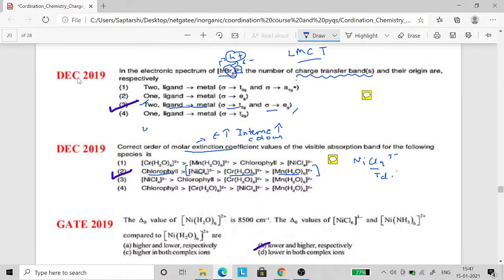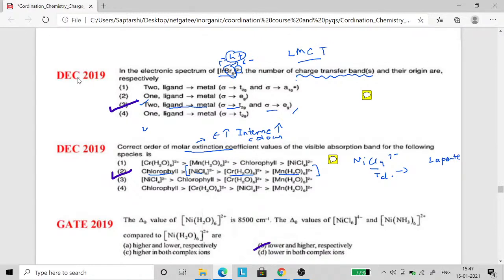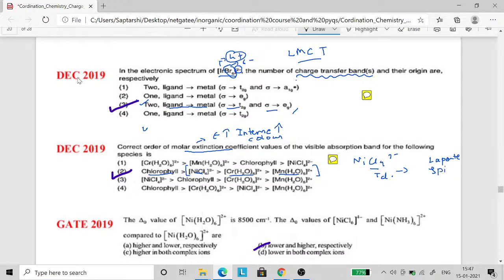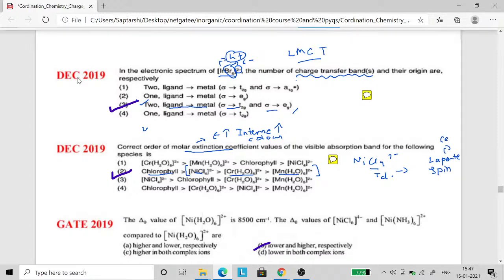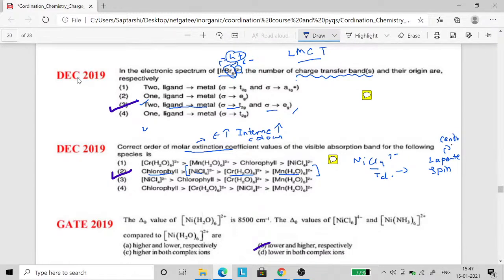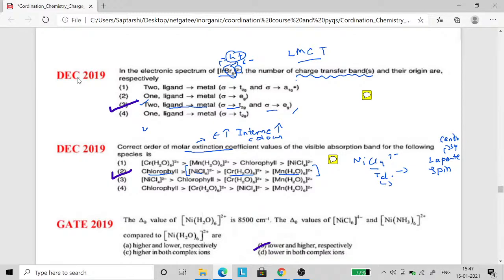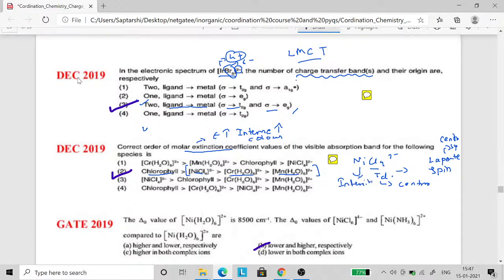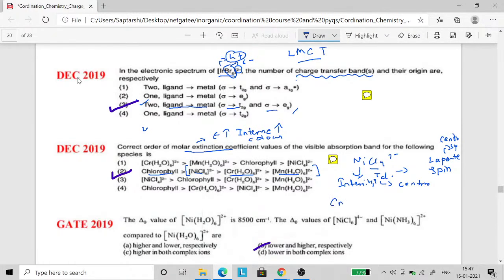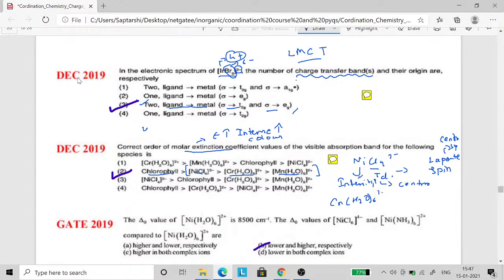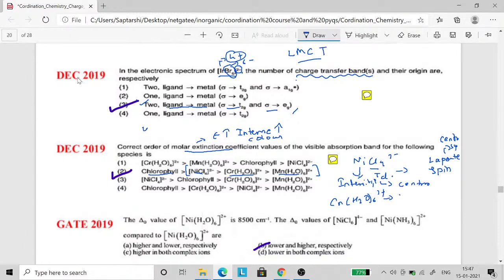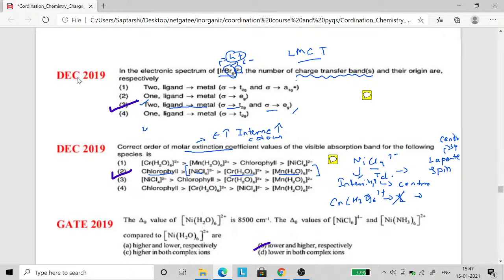For intensity of color we look at two rules: one is Laporte, one is the spin selection rule. Laporte is for centrosymmetric molecules. A tetrahedral molecule is not centrosymmetric, so it is Laporte allowed. It is also spin allowed, so it is very much allowed, and the intensity of the color is high. But for Cr(H2O)6 2 plus, this is spin allowed but Laporte forbidden, so the color is a bit pale.